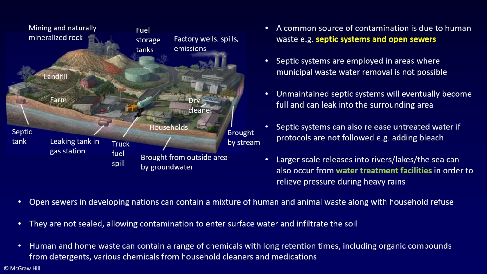And so, poorly maintained septic systems, water treatment facilities that aren't designed to deal with large influxes of water, and open sewers are a very common way of causing water contamination. Especially in areas which are very built up. So you have a lot of people in a relatively small area. In that situation, the open sewers, for instance, in those kinds of environments, can become extremely contaminated and lead to groundwater and surface water contamination, which is very, very serious for the local population.